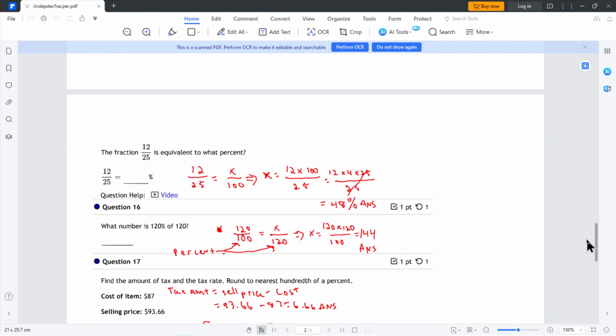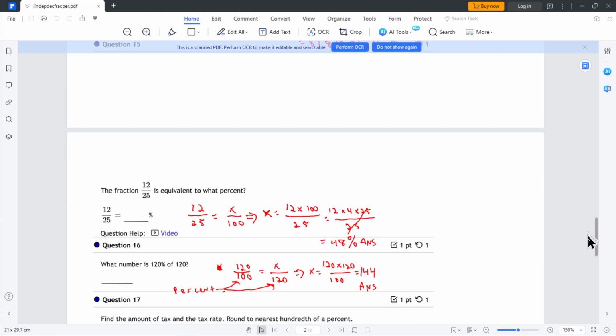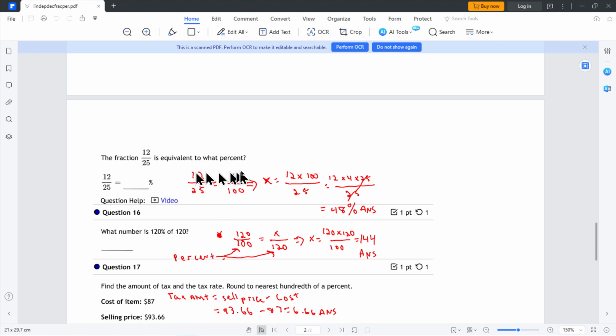Okay. The fraction in number 15 is equivalent to what percent? I set up a proportion here. Remember, percent is parts of 100. So I have 12 over 25 is equal to x over 100. And I cross multiply and divide. And I ended up with 48% for my answer.